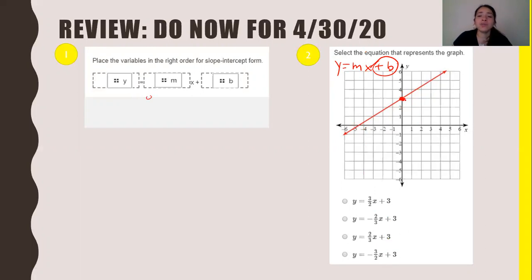The next thing I'm going to do is find my slope. So slope is going to be m. So it's going to be in the position of m. So I'm going to look at that point, and then there's this point as well. And then I'm going to see how many units do I go up and how many do I go to the side. So I go up or down, up 2 units, to the side 3 units.